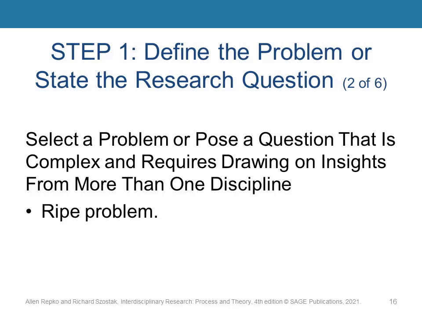The problems we select or the questions we pose should have 2 features. 1, they should be complex enough that multiple disciplines are necessary to understand them. A useful initial test is to ask whether there is more than one way to look at the problem or the question, and if so, which disciplines might be interested.